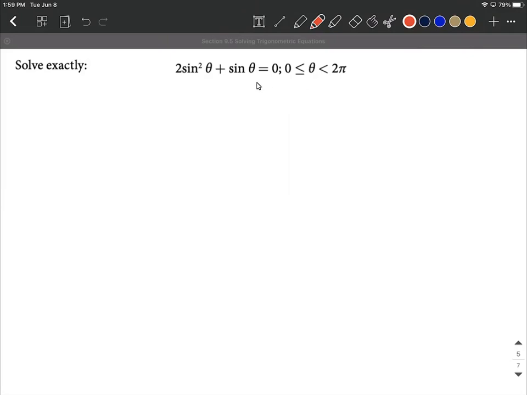So as we get going on this, I notice everything's in terms of sine. That's good news. We don't have to switch from sines to cosines or vice versa. We also have 0 on one side all by itself. So this is going to be a pretty straightforward problem, I'm hoping.